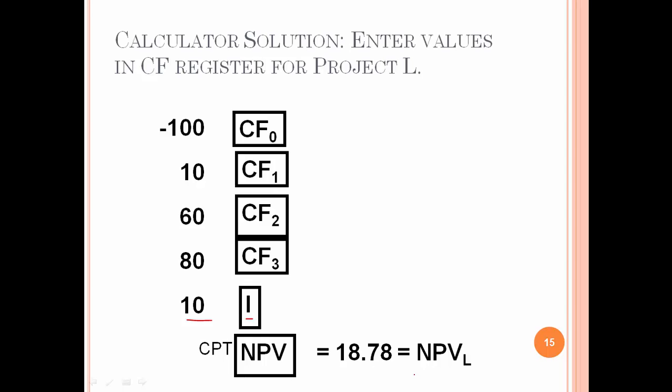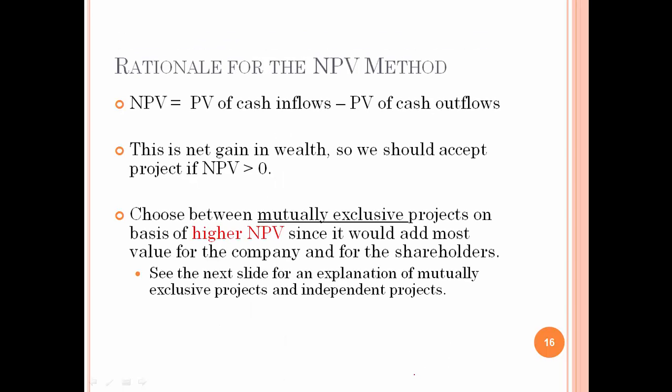So what's the rationale for the NPV method? NPV, net present value, is the present value of cash inflows minus the present value of cash outflows. This is a net gain involved. So we should accept a project if NPV is greater than 0. If we have two mutually exclusive projects, then we should choose between these projects on the basis of higher NPV, since the one with higher NPV would add the most value for the company and for the shareholders.